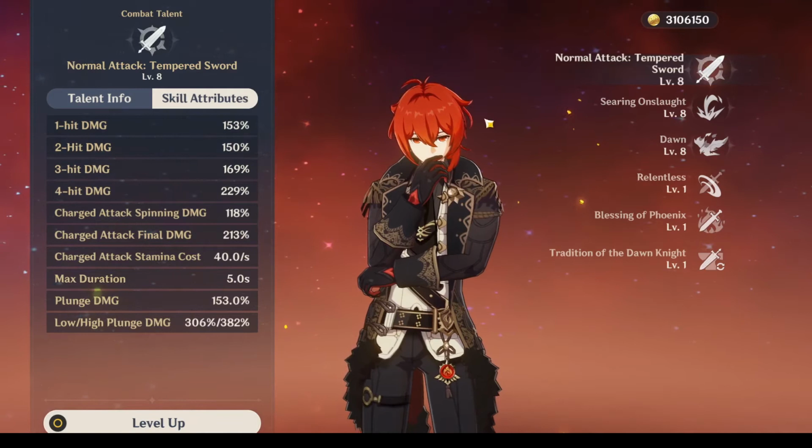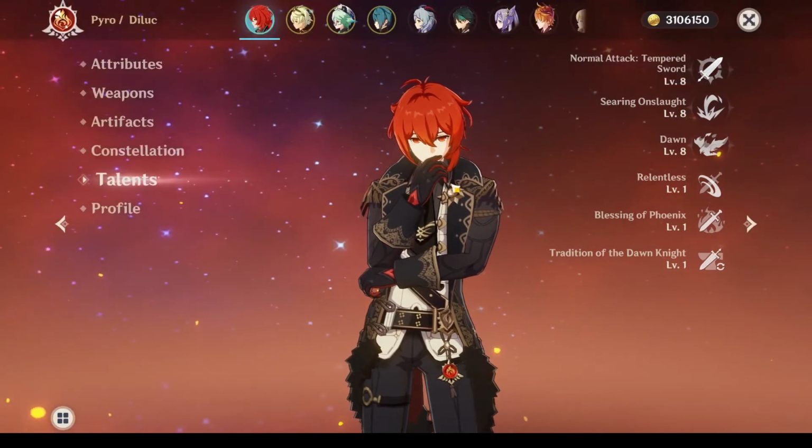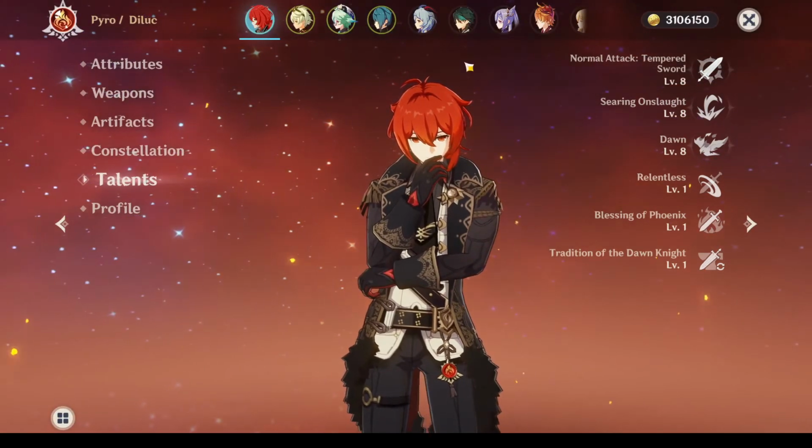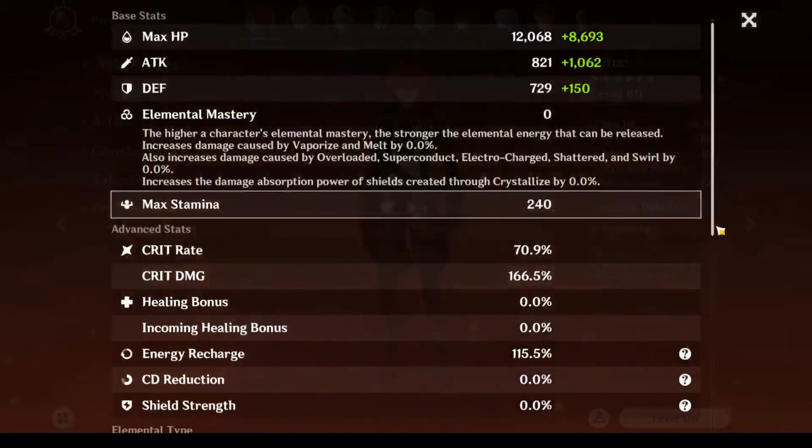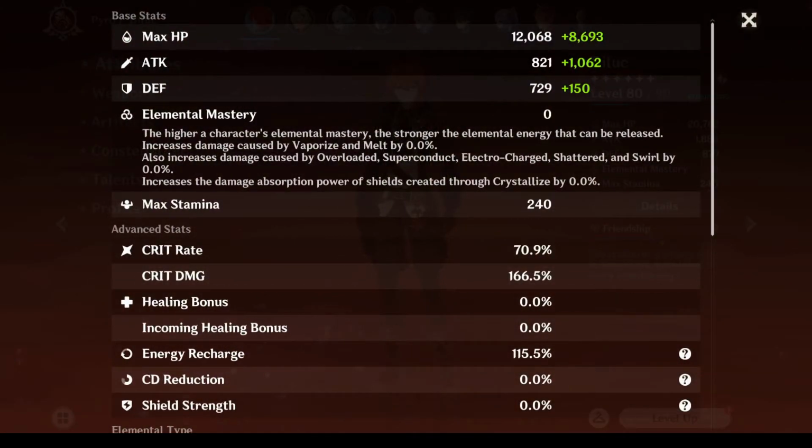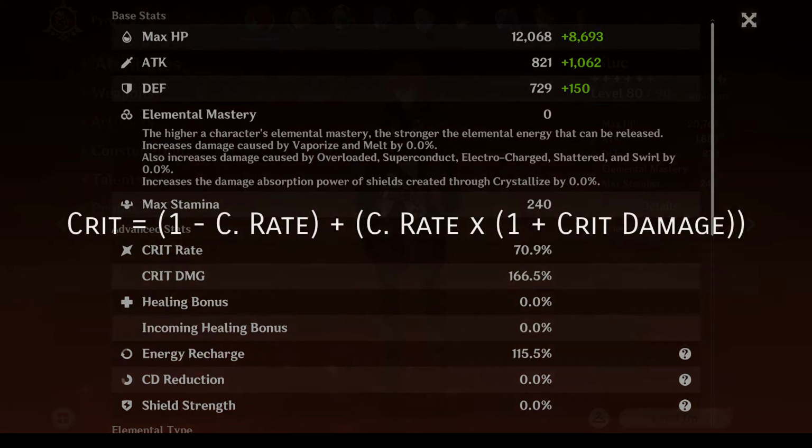So where do we go from here? Well, we need to talk about crit, and we need to talk about why crit is so valuable. So crit is incredibly valuable because it creates yet another multiplier. And you can see my Diluc has just about 71% crit rate and 166.5% crit damage. So we're going to use this formula that I've got up on the screen now to understand what is an expected multiplier for your crits. So what is an expected multiplier?